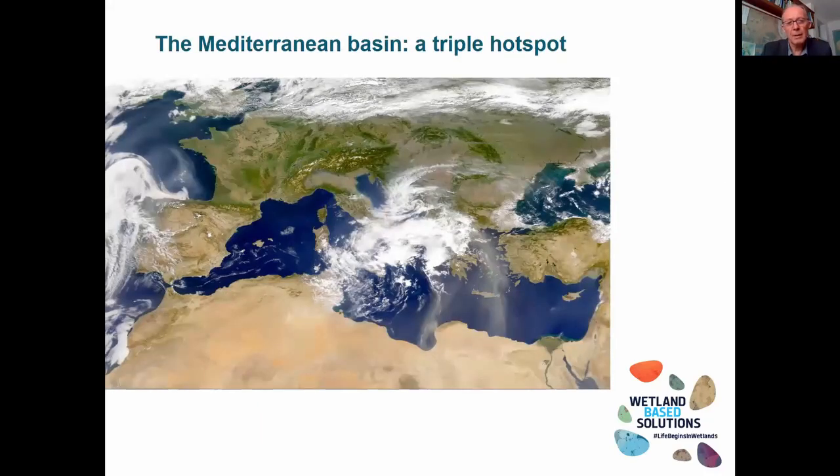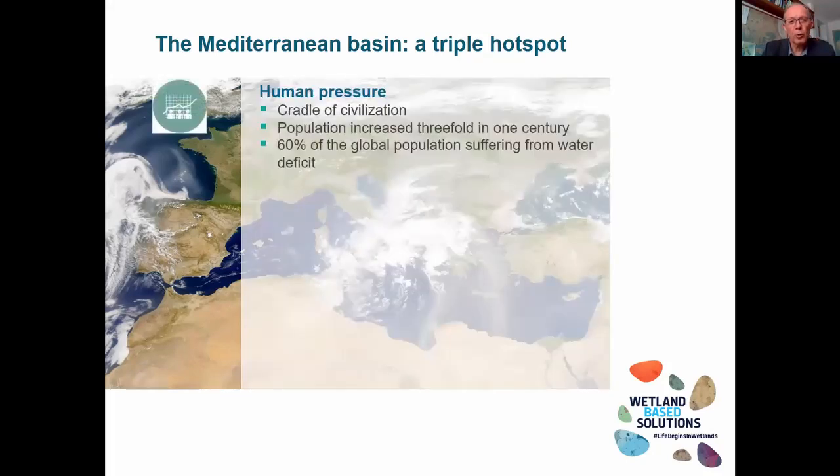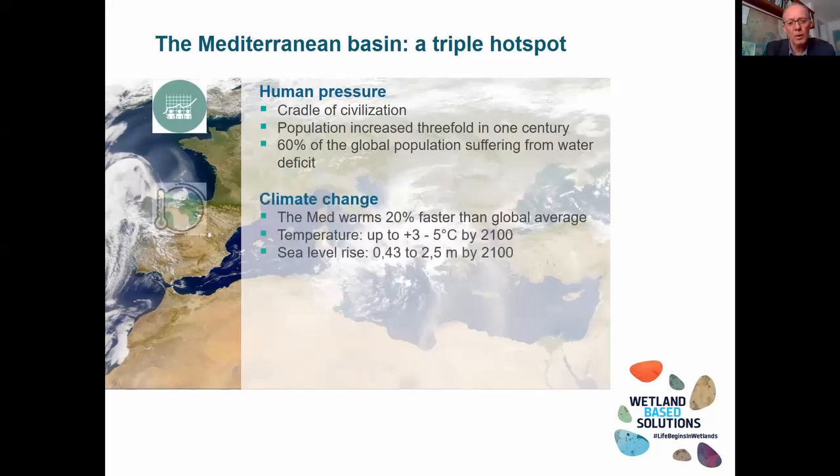Comme ça a été dit, la Méditerranée, si on zoome maintenant à l'échelle du bassin méditerranéen, nous sommes sur un triple point chaud, un point chaud de la pression humaine. Nous sommes dans un berceau de la civilisation, mais avec une explosion démographique au cours du siècle dernier, une population qui a triplé, et puis un chiffre qui est peu connu, mais qui est assez critique et même terrifiant. La population méditerranéenne, c'est seulement 7% de la population mondiale, mais c'est 60% de la population mondiale qui souffre de déficit en eau.